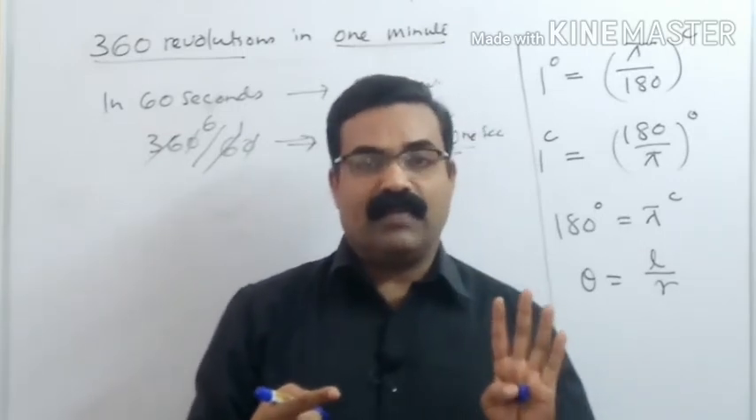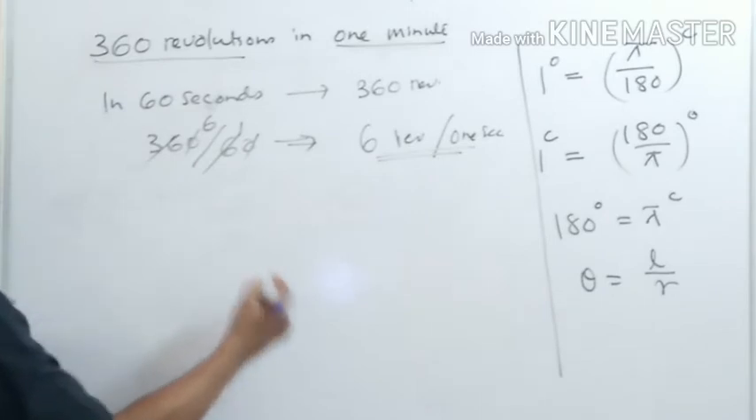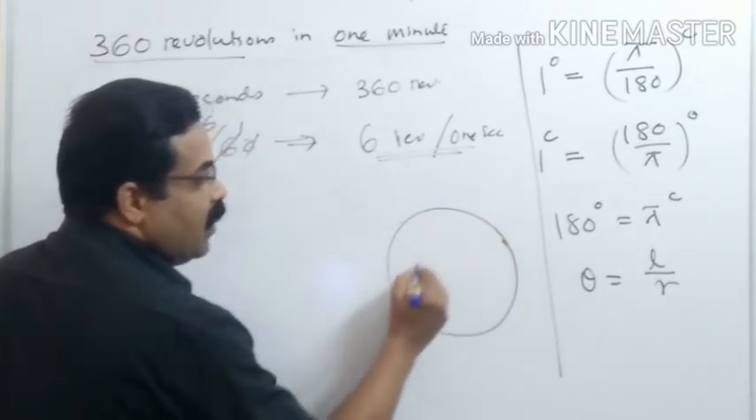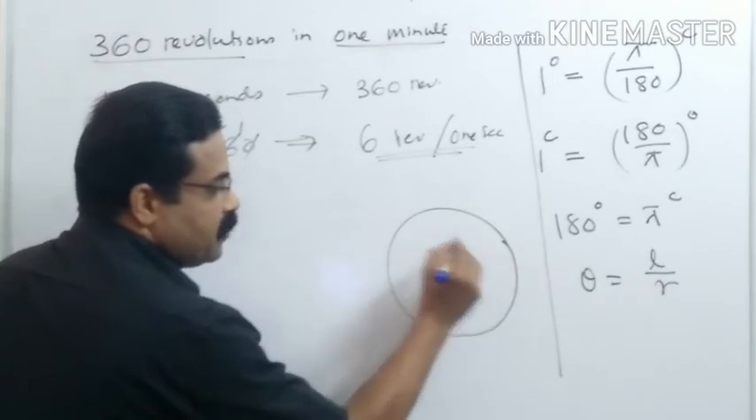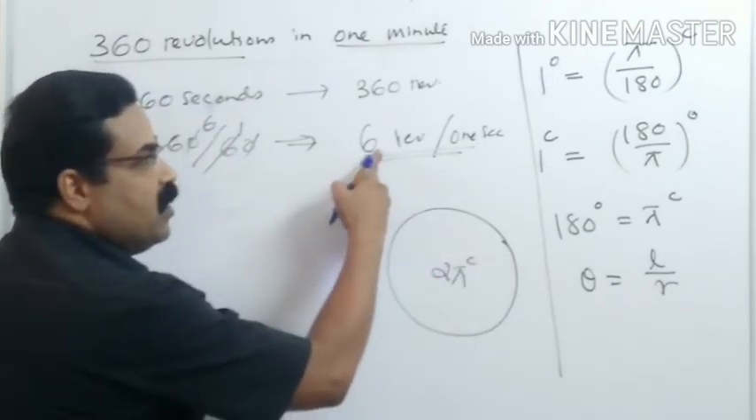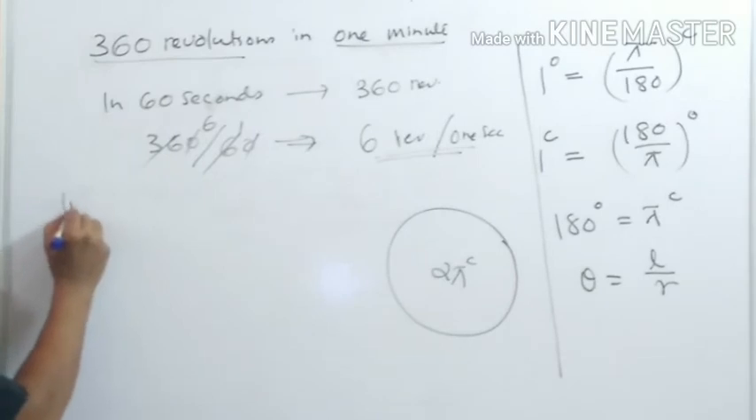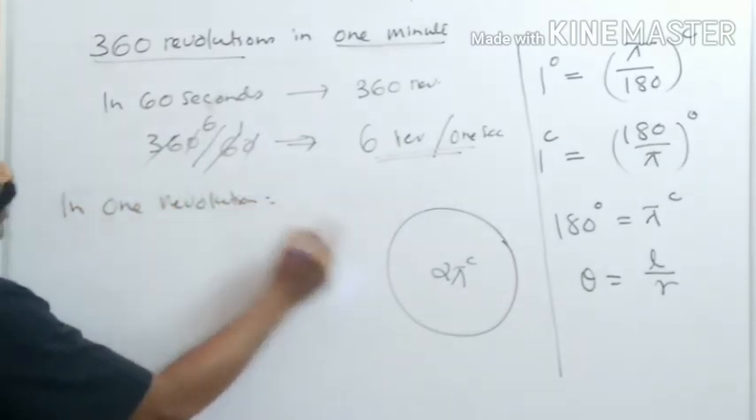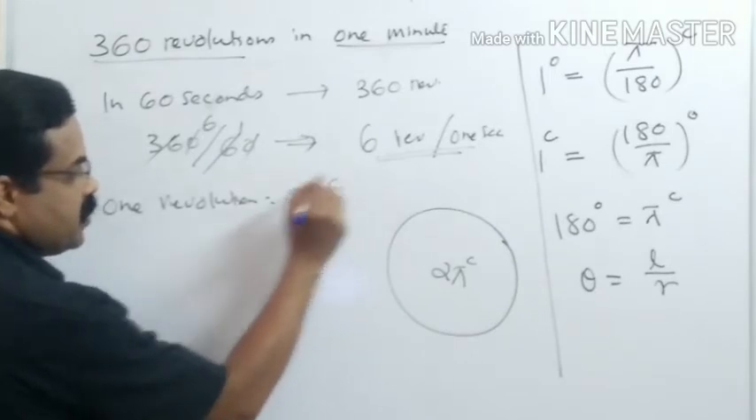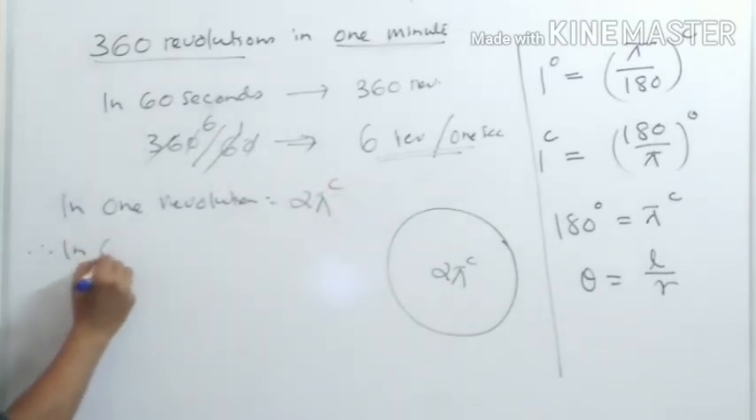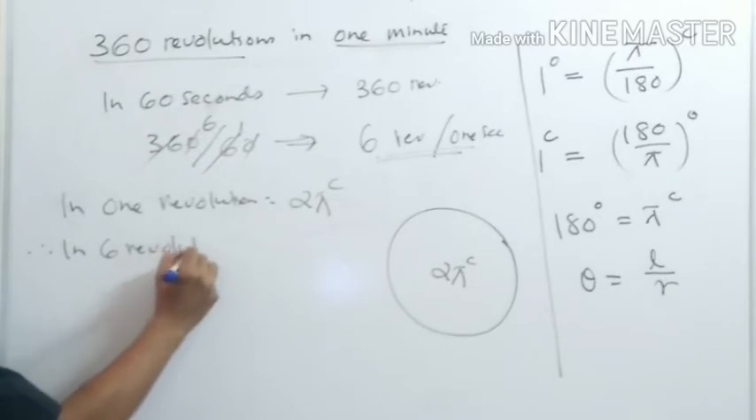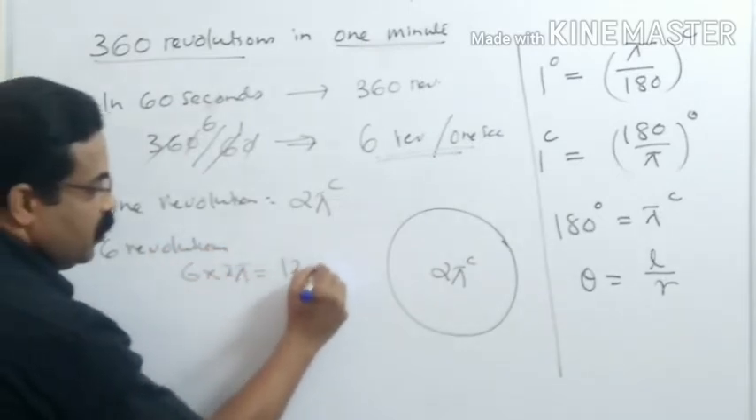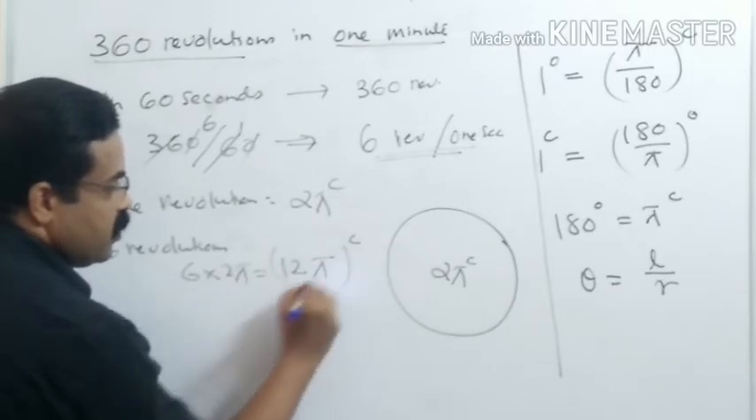6 revolutions in 1 second. When you make one full rotation, the angle made is 2 pi radians. How many revolutions will it make? 6 revolutions. So in 1 revolution, it will make 2 pi radians. Therefore, in 6 revolutions, 6 into 2 pi is equal to 12 pi radians it will make.